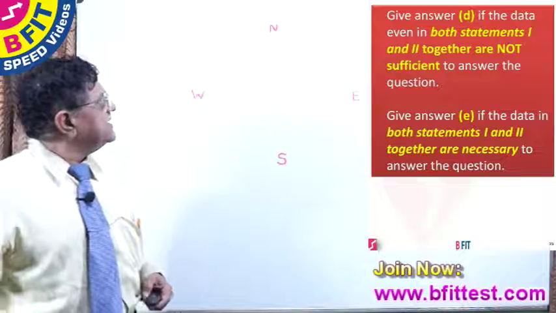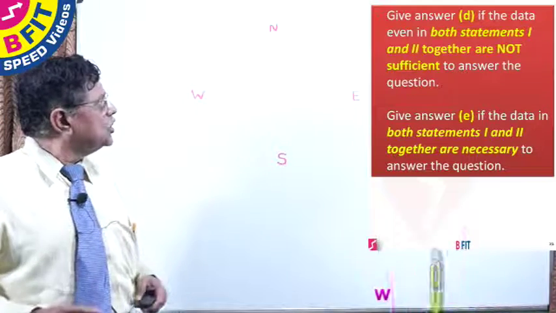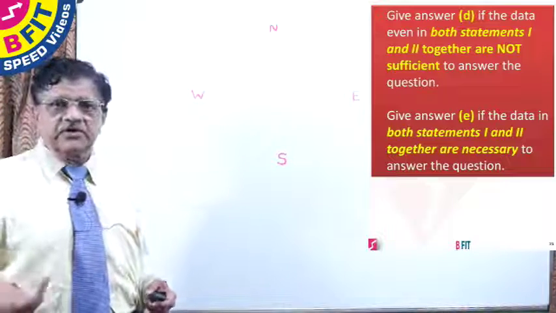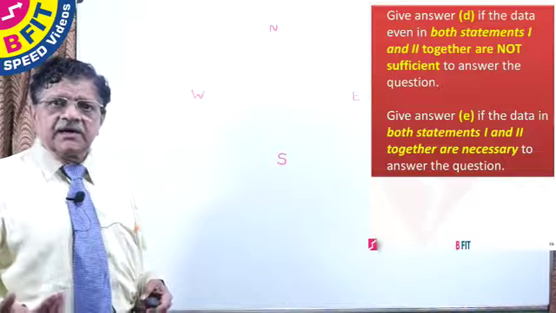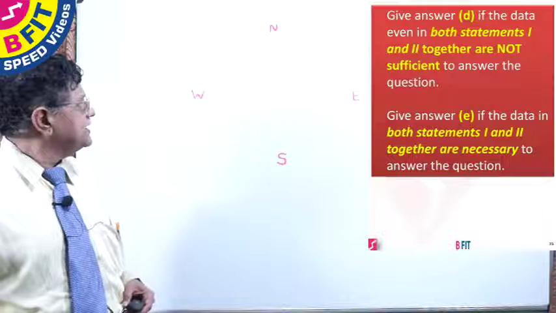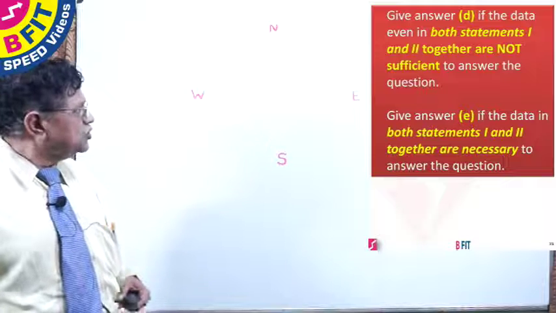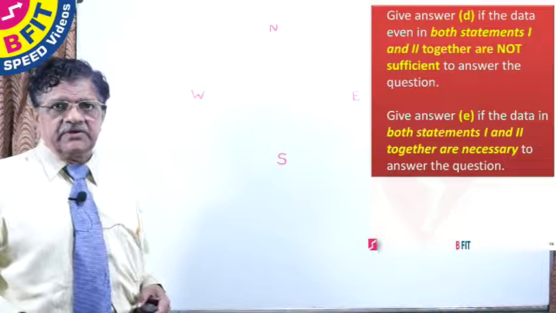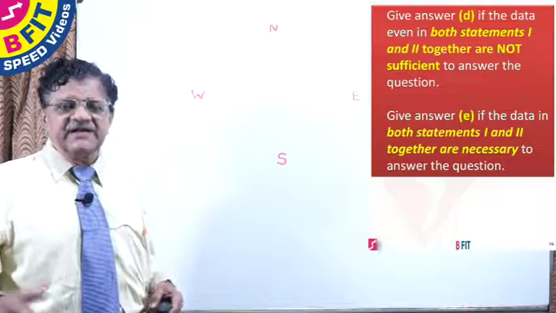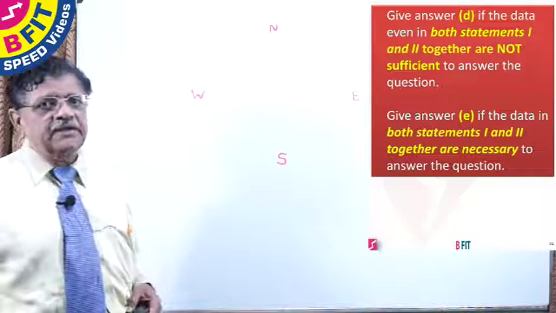The answer is D if the data even in both statements 1 and 2 together are not sufficient. The answer is D if you cannot arrive at the answer combining the data that is given in statements 1 and 2. The answer is E if the data in both statements 1 and 2 together are necessary to arrive at the answer. Simply remember this: A, B, C, D, E. This is the normal order wherever 2 statements are given.